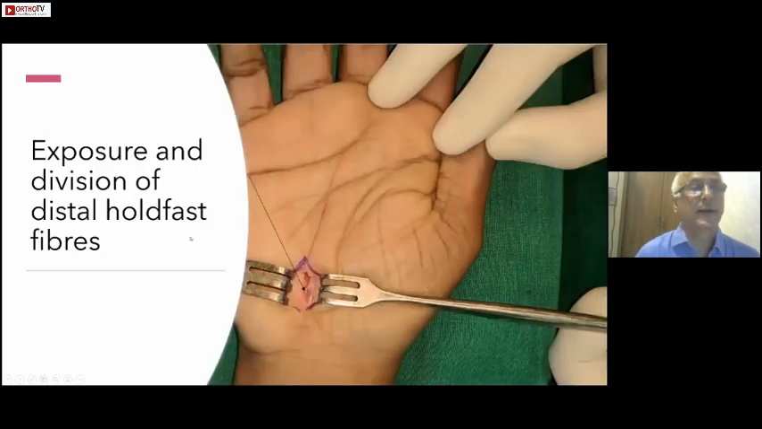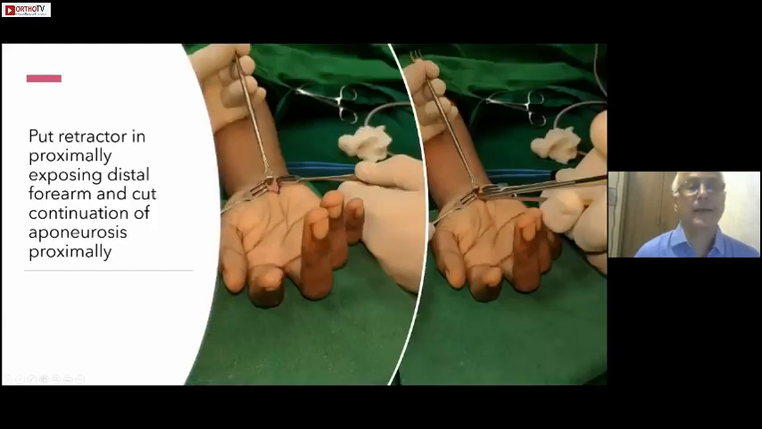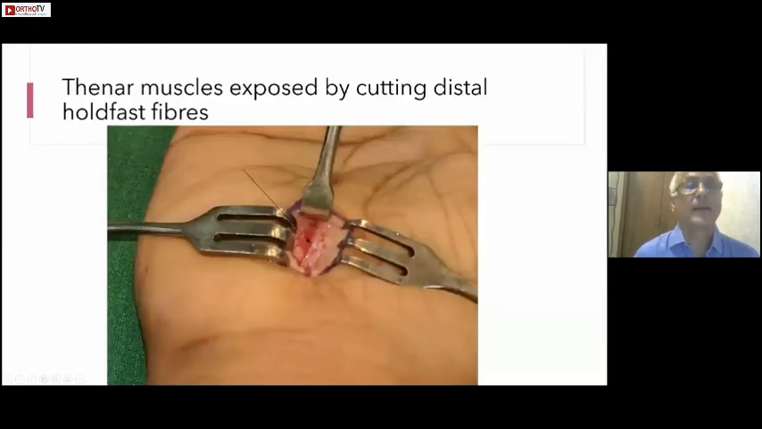And we expose and divide what is called the distal holdfast fibers. Now, people don't pay attention to this particular point. This is another layer of fibers which covers the thenar eminence, and unless that is divided, the true roof of the carpal tunnel is not seen. Then we put the retractor proximally, exposing the distal forearm, and complete the cut on the aponeurosis. Finally, after the distal holdfast fibers are cut, the thenar muscles are exposed over here.